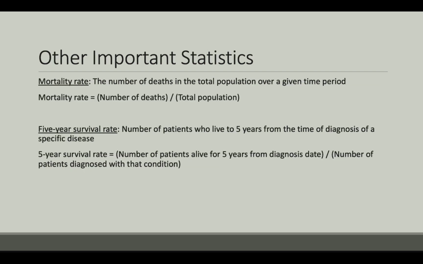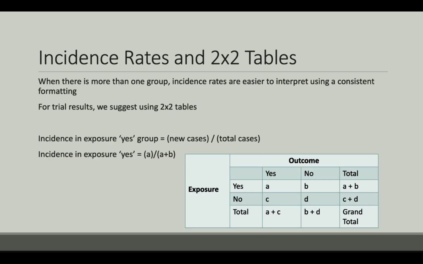There are some other important statistics, the first being mortality rate. This is the number of deaths in the total population over a given time period. Another important statistic is going to be 5-year survival rate. This is the number of patients who live to 5 years from the time of diagnosis of a specific disease. When there's more than one group, incidence rates are easier to interpret using a consistent formatting.